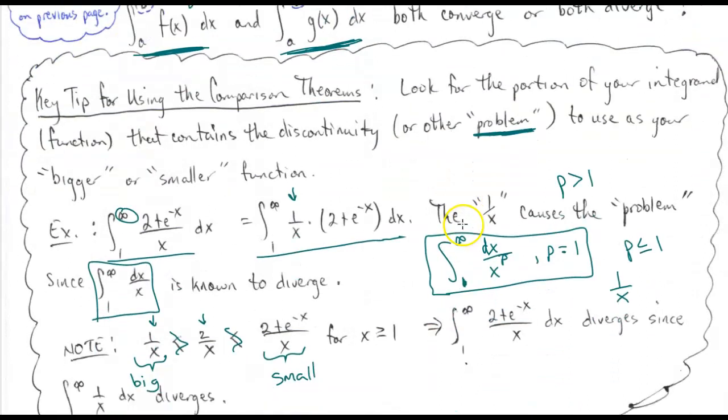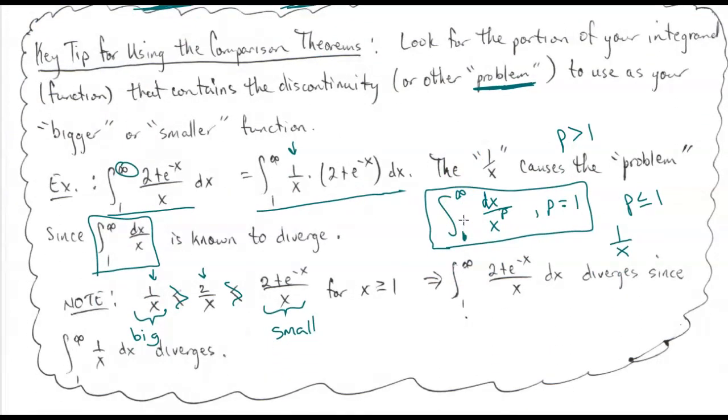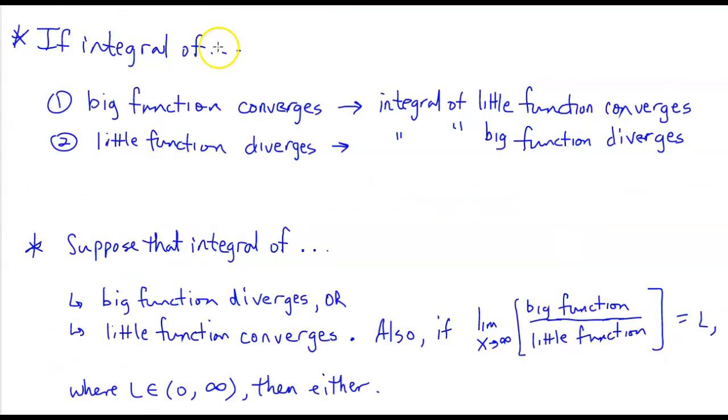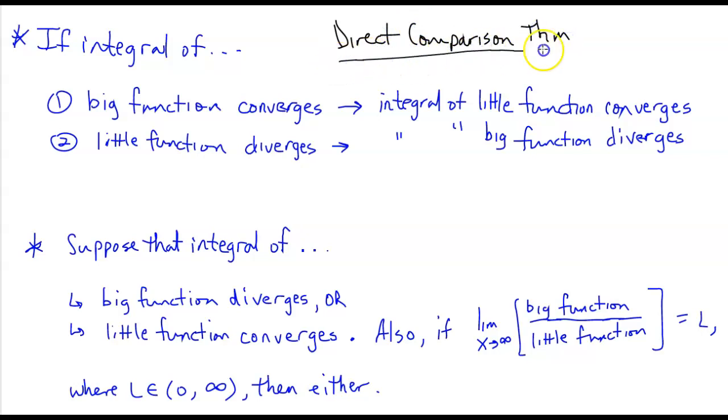So let's simplify all of this to get a summary of what we're talking about, and then work through some examples. To make this simple, the direct comparison theorem tells us that, if we strip out all the conditions, if the integral of the big function converges, then the integral of the little one will also converge. And if the integral of the little function diverges, then the integral of the big function will follow suit and also diverge.